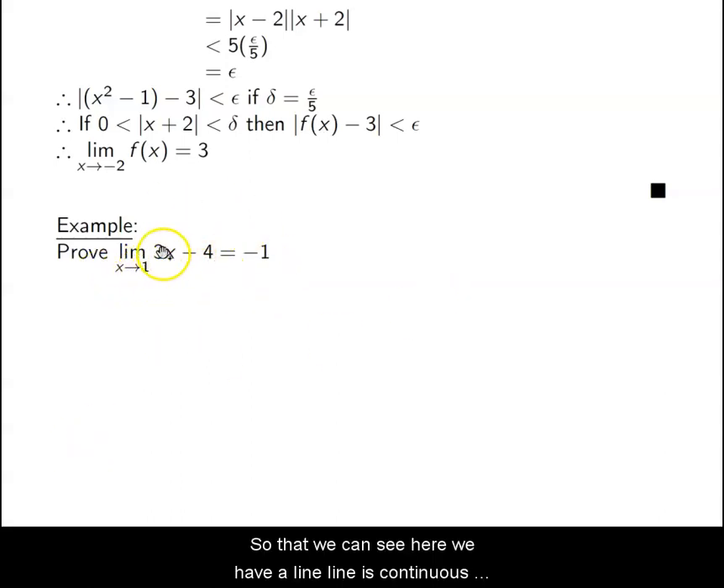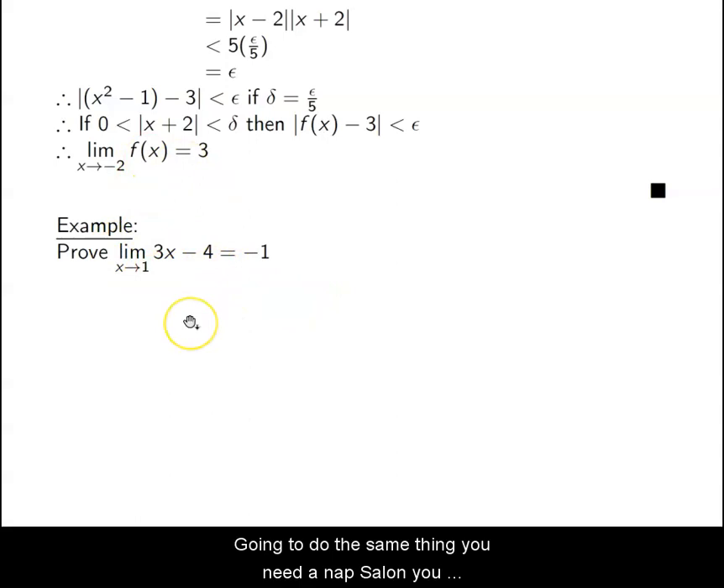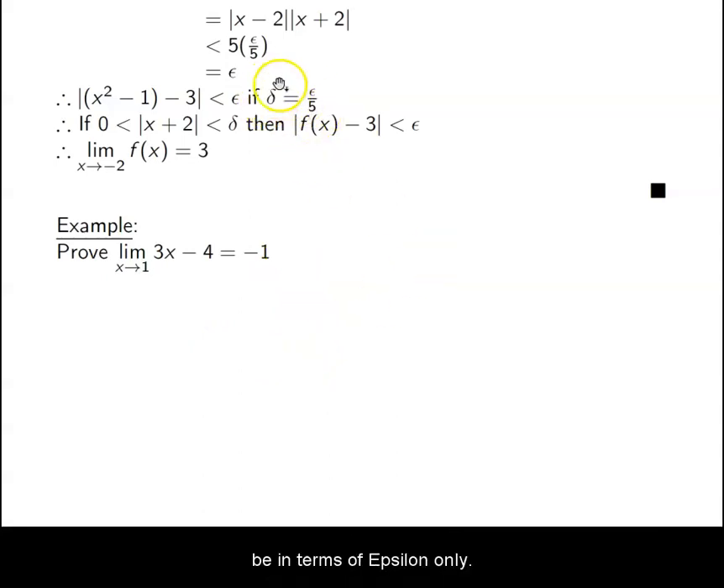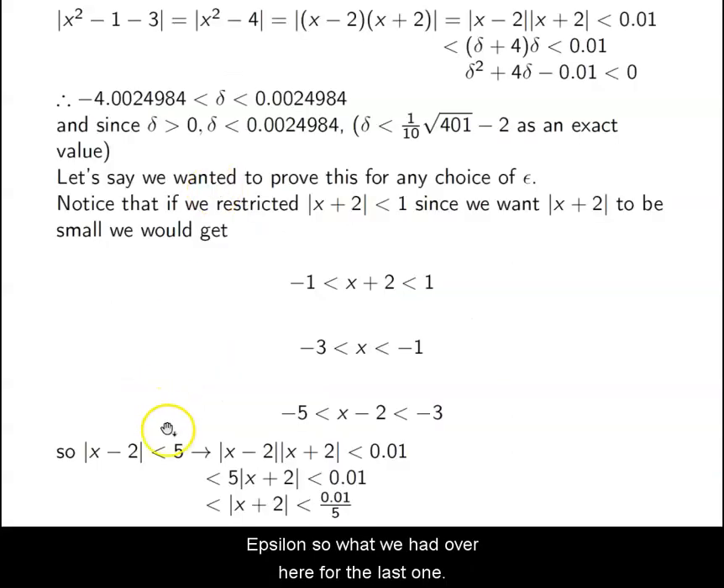So that we can see here, we have a line. A line is continuous. So if we plug in 1, it's very easy to see that the limit is negative 1. But how do we prove that, right? So we're going to do the same thing. We need an epsilon. We need a delta. We need them both to be larger than 0. I need to look at my function minus its limit being less than epsilon. Now, real quick, we always choose our delta to be in terms of epsilon. The only time we don't is, for quadratics, we kind of give it a choice. We have a 1 and then some relationship with epsilon. So what we had over here for the last one is what the side work would kind of look like.